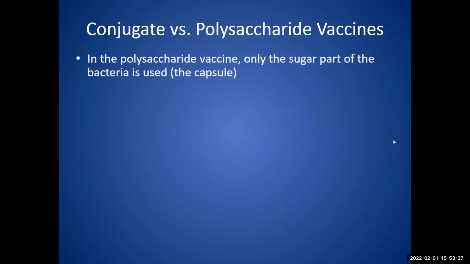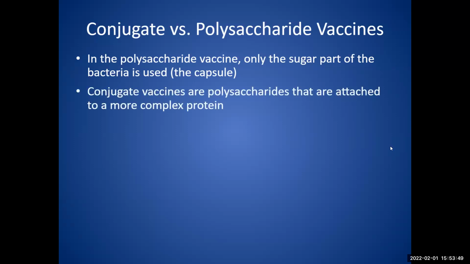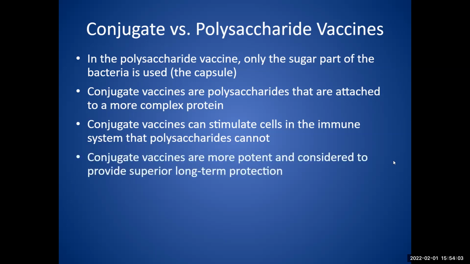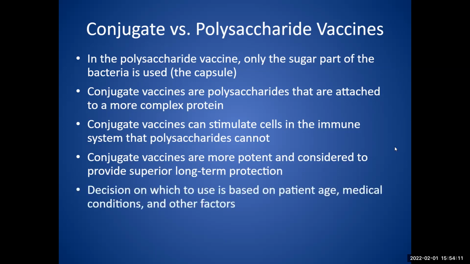So we'll compare the conjugate versus polysaccharide. In the polysaccharide, only the sugar part of the bacteria is used, so the capsule of the bacteria. The conjugate vaccines are polysaccharides that are attached to a more complex protein. The conjugate vaccines can stimulate cells in the immune system that polysaccharides cannot, okay, because they're more complex. And the conjugate vaccines are more potent and they're considered to provide superior long-term protection. And the decision on which to use is based on the patient's age, their medical conditions, and other factors.